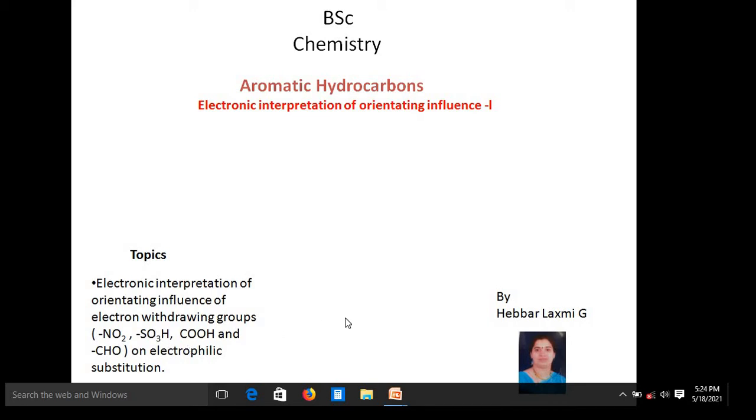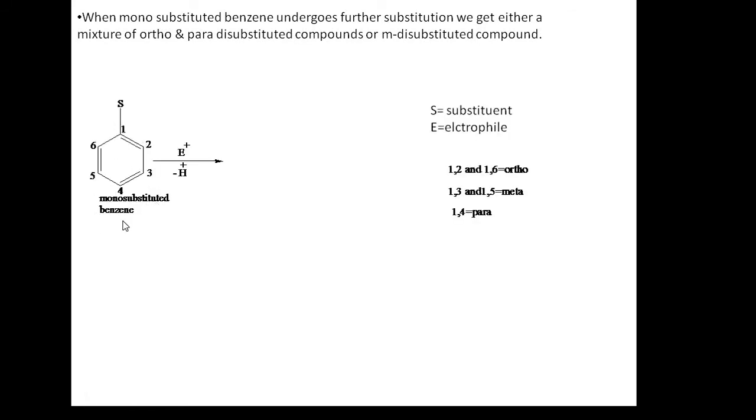And in the second session, we learned about electrophilic substitution of benzene to get mono-substituted benzene. Now, this mono-substituted benzene undergoes further electrophilic substitution. We get either a mixture of ortho and para di-substituted compounds or a meta di-substituted compound. Now, if I consider this as mono-substituted benzene, where the substituent present in the compound is indicated by the letter S, instead of E for our convenience, here this E is the second electrophile which is taking part in the reaction.